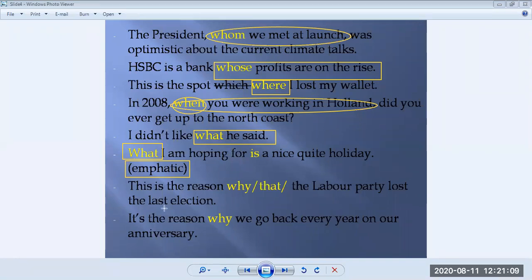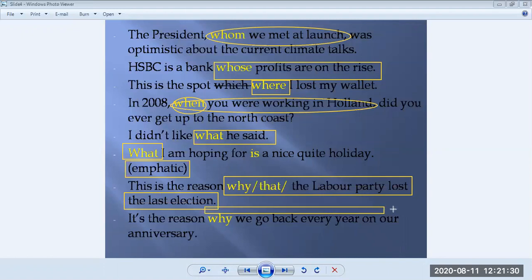This is essential. This is the reason why the Labour Party lost the last election. Again, this is an essential part of the story, of the clause. That's why we're going to circle it in the square. It is the reason why we go back every year on our anniversary. This is why it's given the reason. At the same time, it gives additional information.